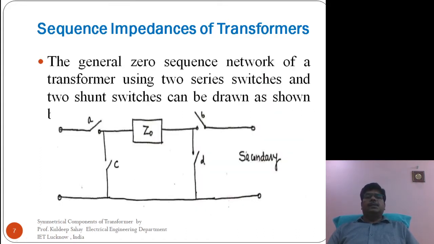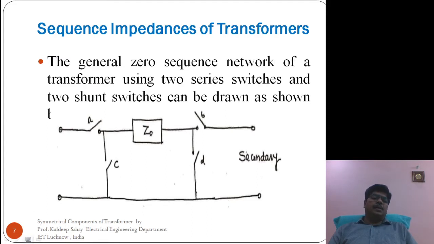Now, the general zero sequence network of a transformer, using two series switches and two shunt switches, can be used to draw the zero sequence network of a transformer, whether it is star-star, star-delta, neutral grounded, or delta-delta. This will be a very simplified way to draw the zero sequence network, right? So here two series switches A and B, and two shunt switches C and D have been shown open.